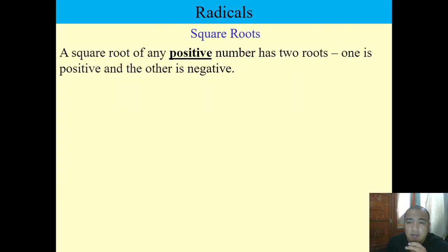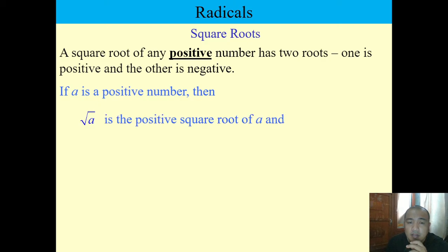Square root of any positive number has two roots. One is positive and the other is negative. If a is a positive number, then the square root of a is the positive square root of a, and the negative square root of a is the negative square root of a.